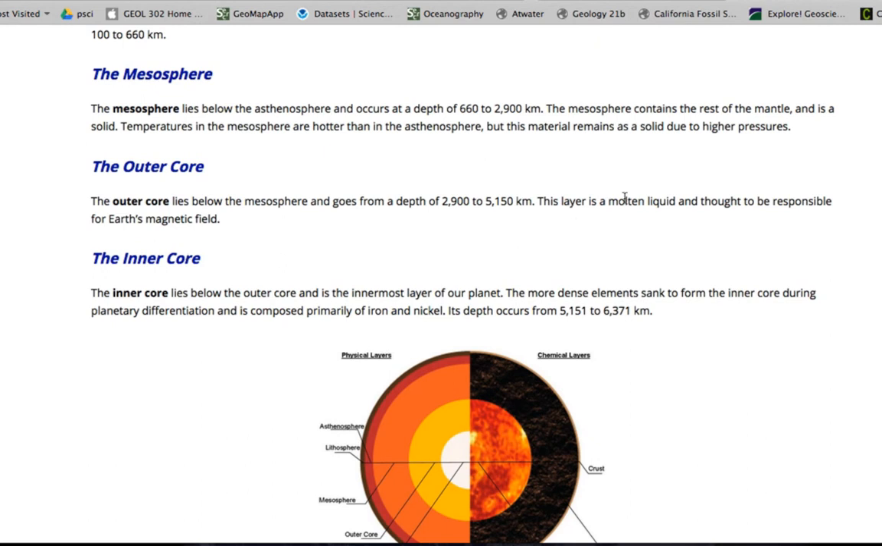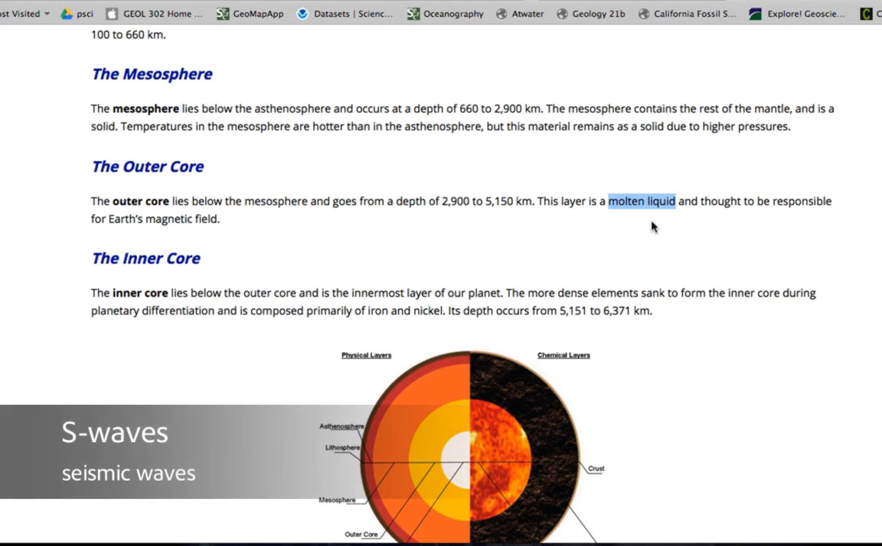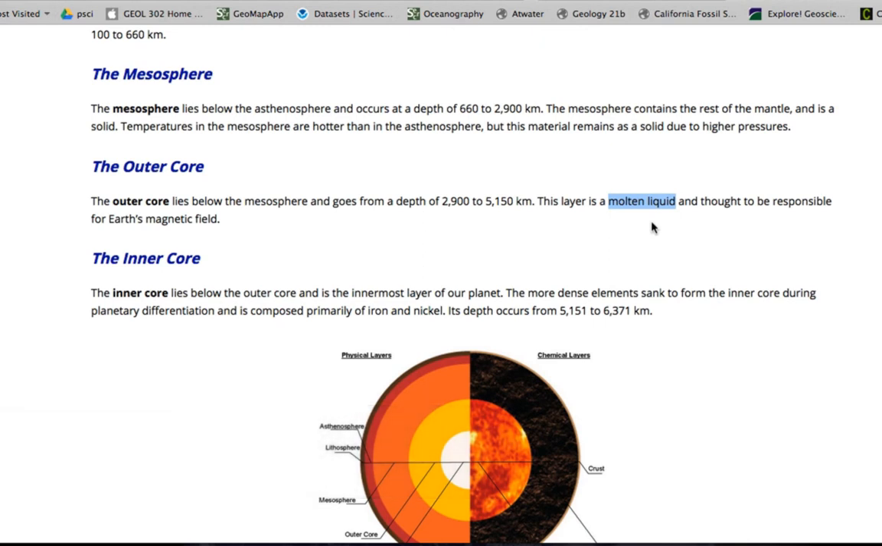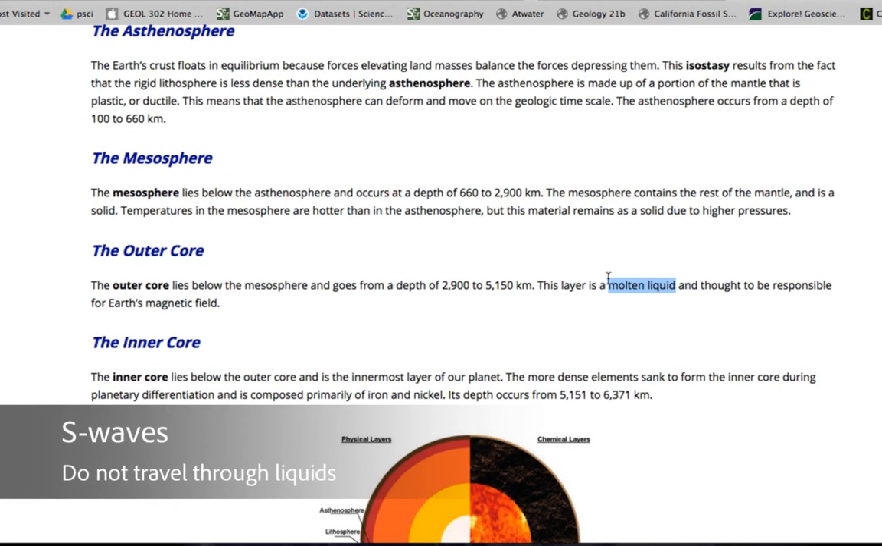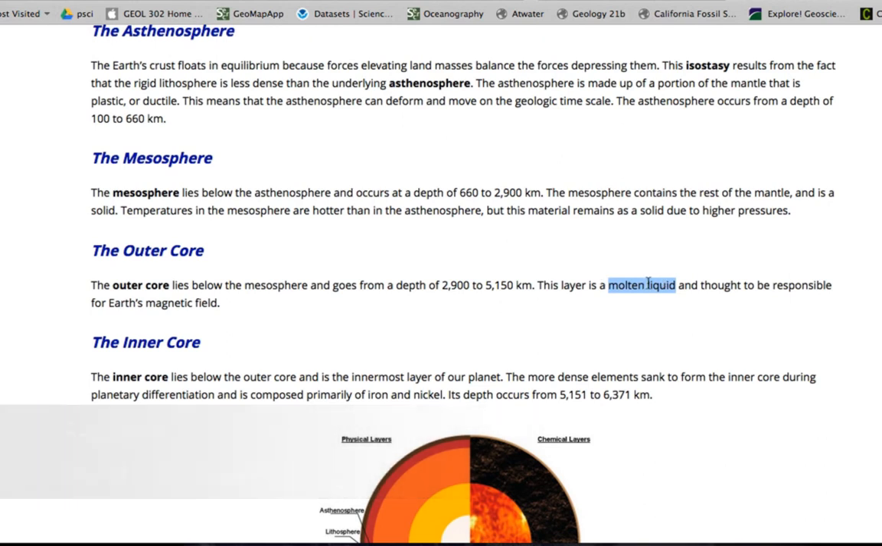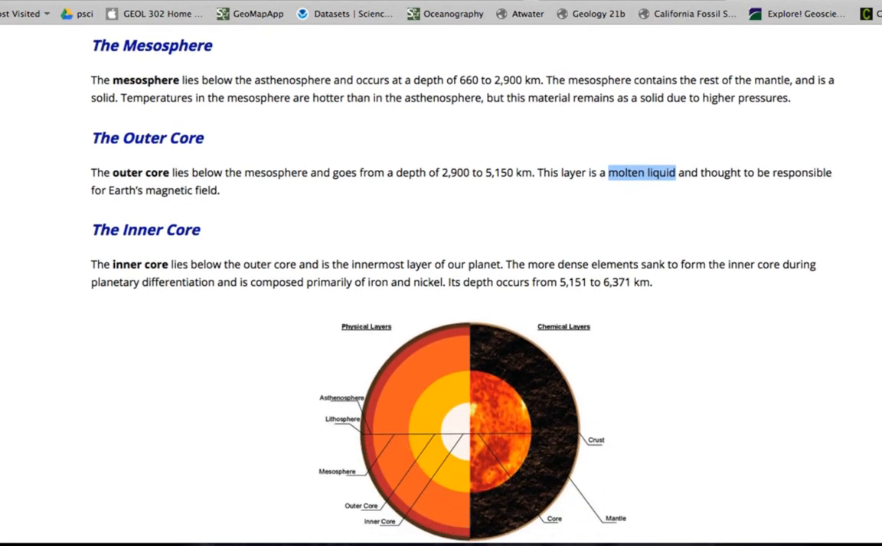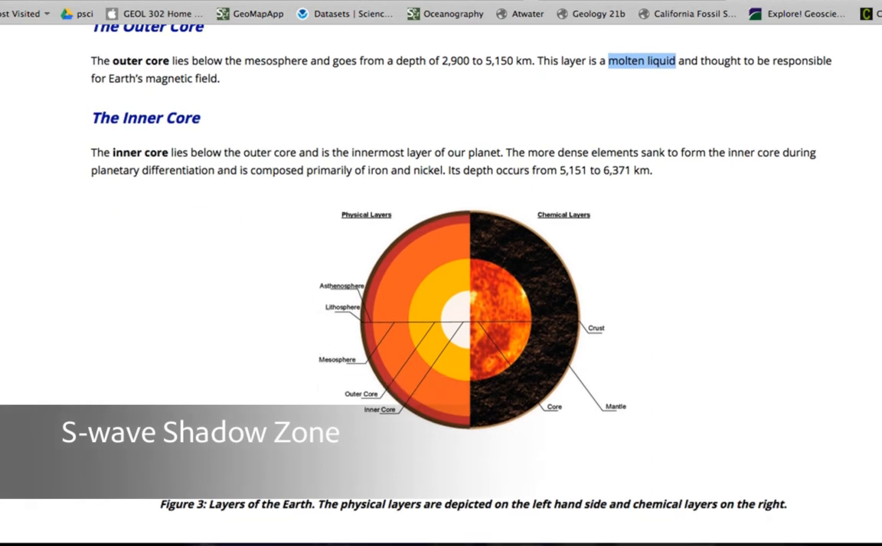And you'll see that the outer core is a molten liquid. And we know that because of how certain types of earthquake waves travel through, or actually don't travel through the core. They stop because these earthquake waves do not travel in liquids. That's kind of an important thing to say, is that they're called S waves. These secondary seismic waves do not travel through the core, which means the outer core must be liquid. However, we know the S waves do travel through the asthenosphere and the rest of the mantle, which tells us that it's solid. Right? So in my lectures, I talk about something called the S wave shadow zone.